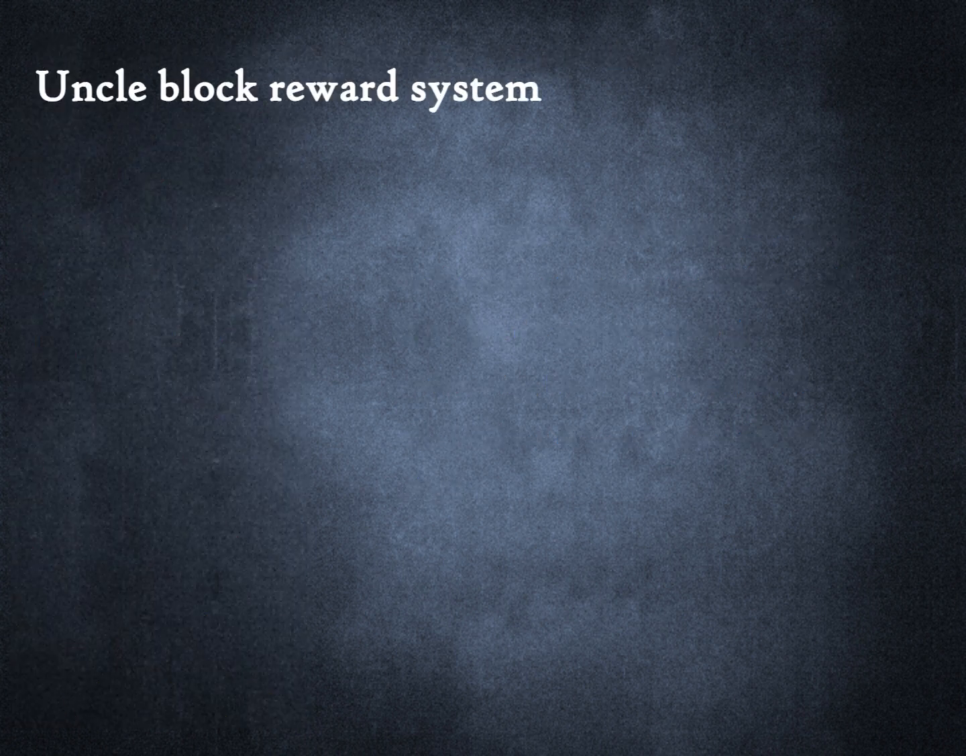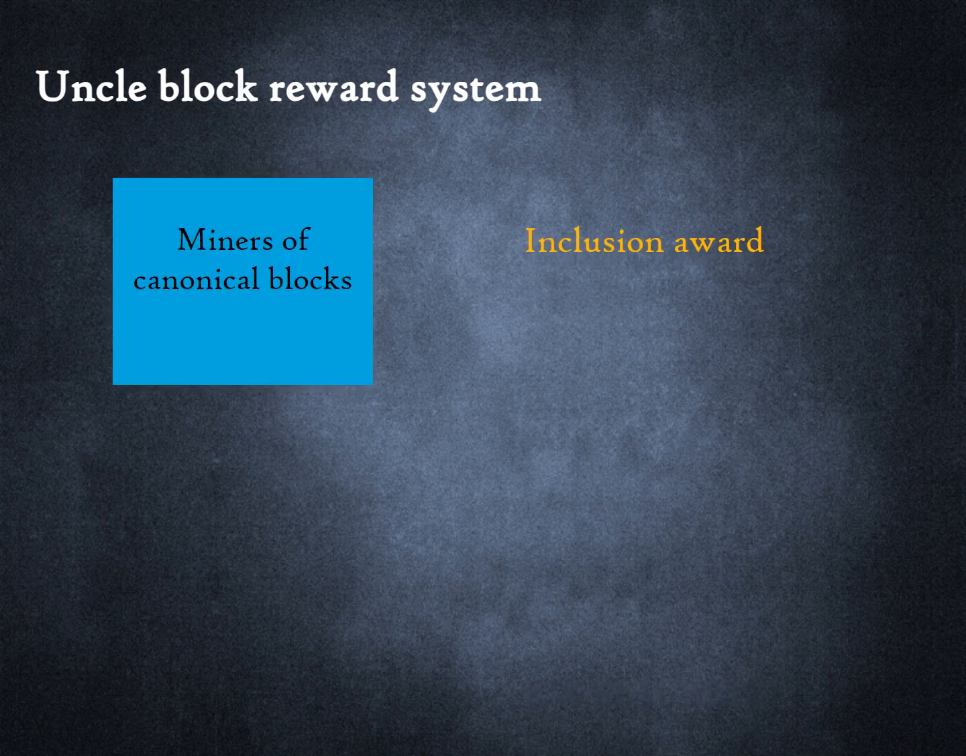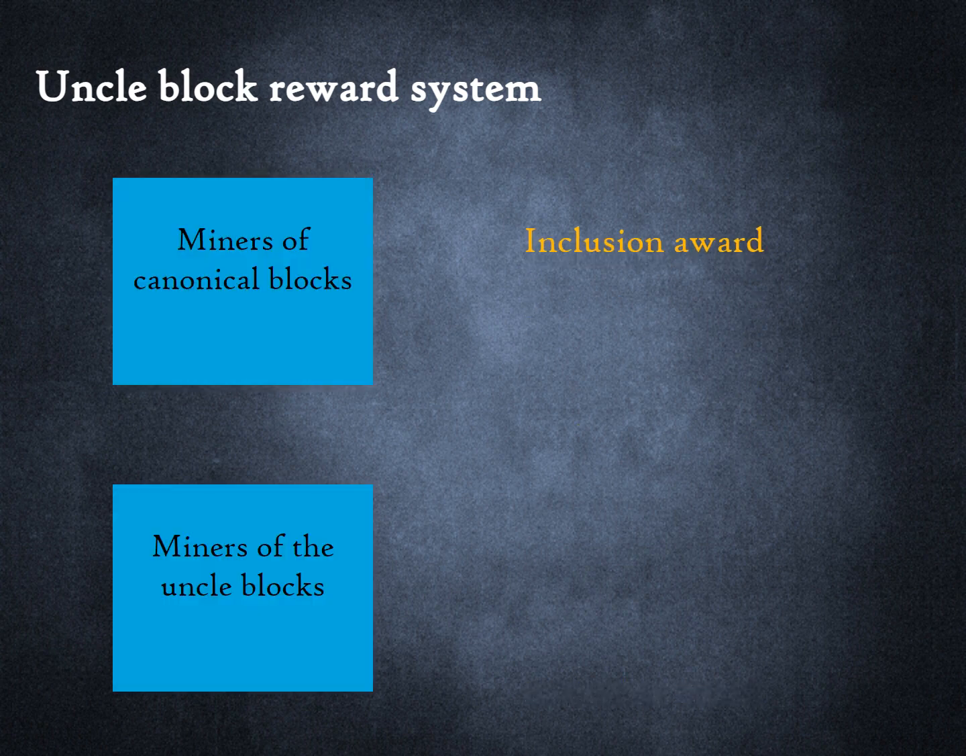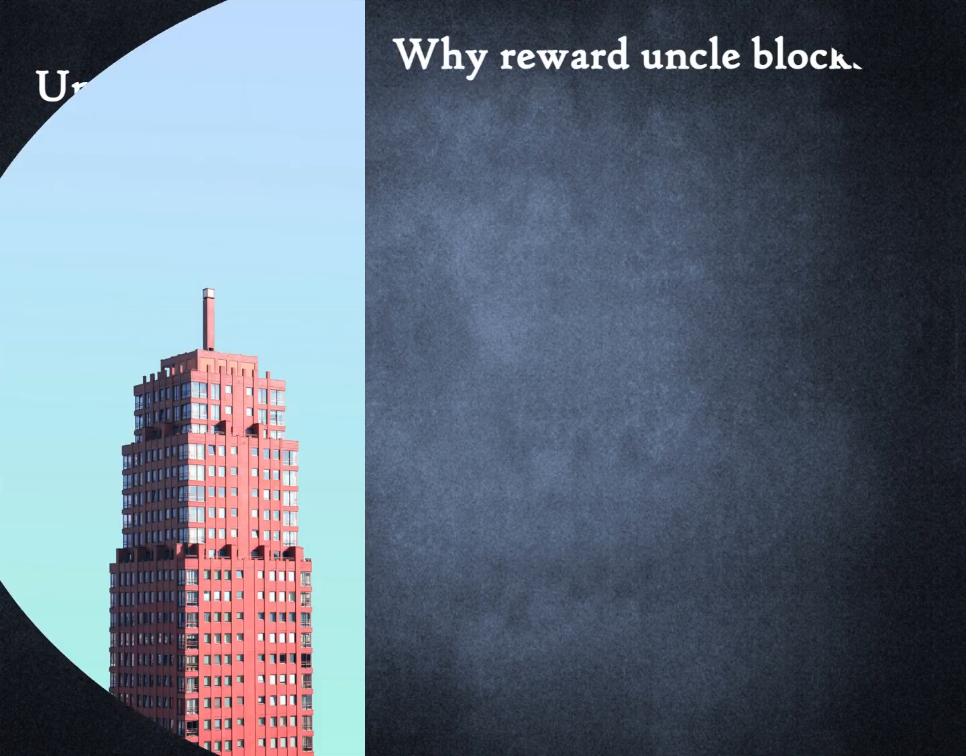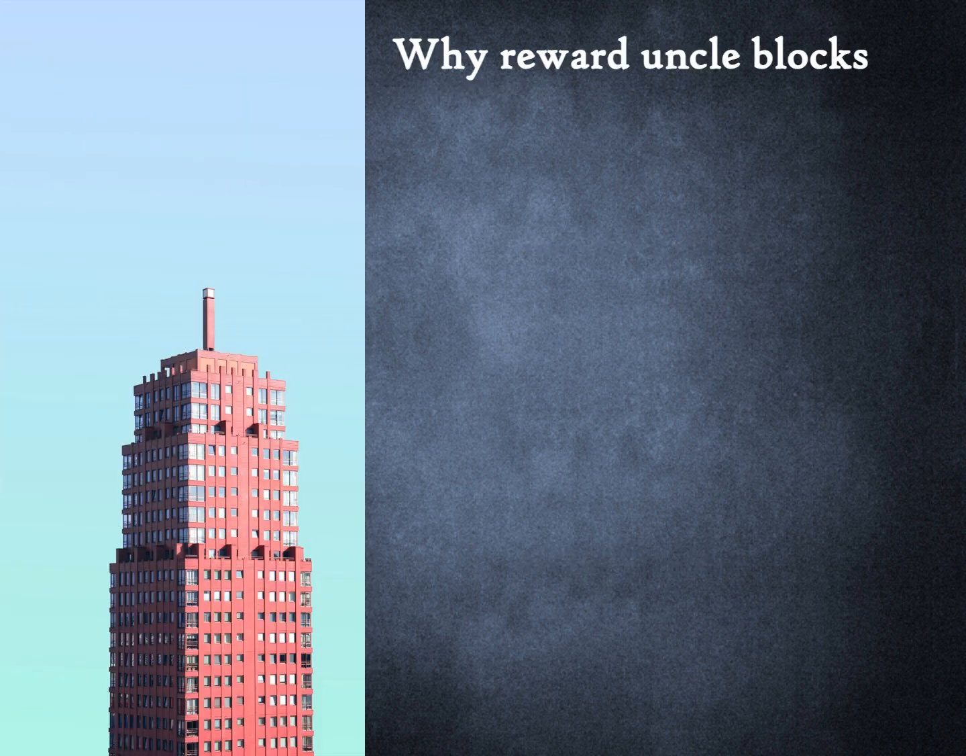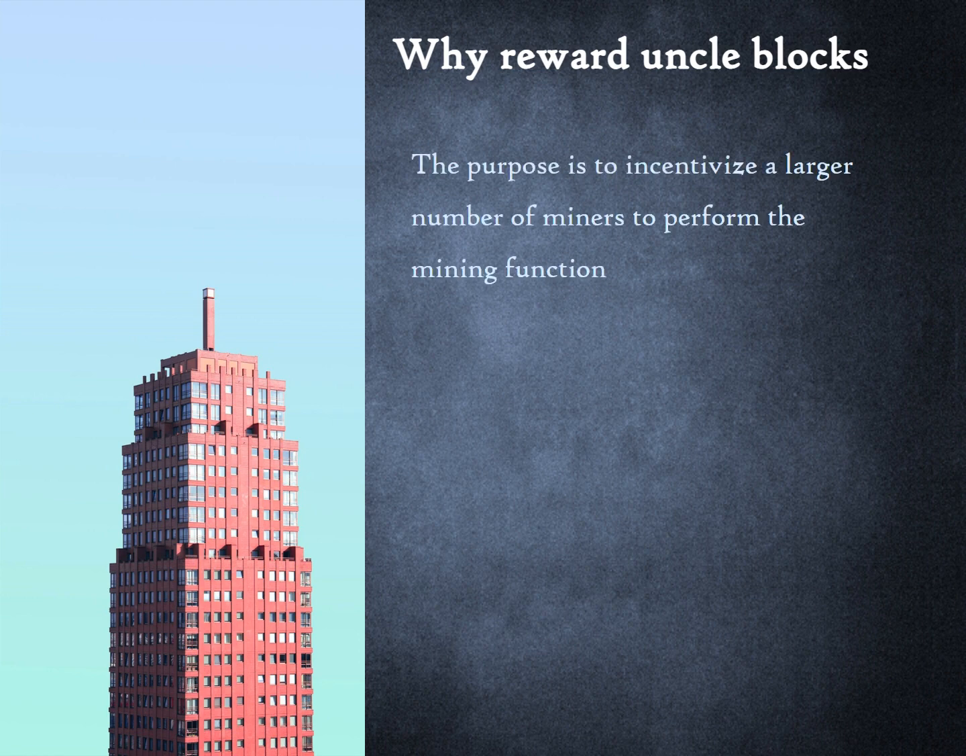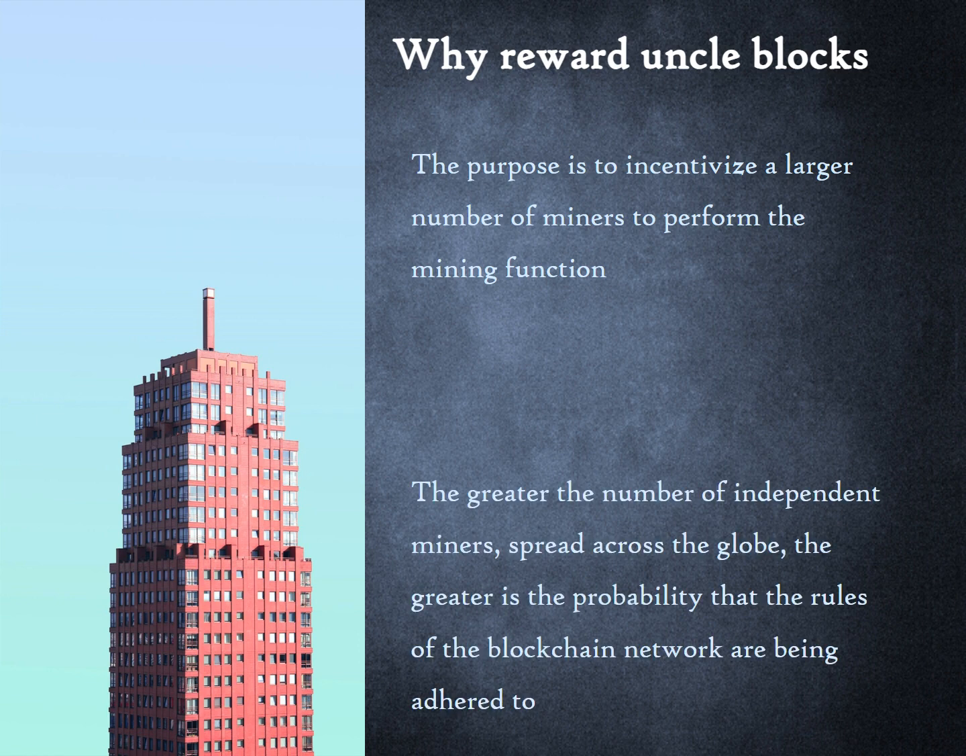To summarize, in Ethereum's old proof-of-work mining system, miners of canonical blocks got an inclusion award. Miners of the uncle block received a miner's award. The question is, why reward uncle blocks at all? The purpose is to incentivize a larger number of miners to perform the mining function. The greater the number of independent miners, spread across the globe, the greater is the probability that the rules of the blockchain will be adhered to.